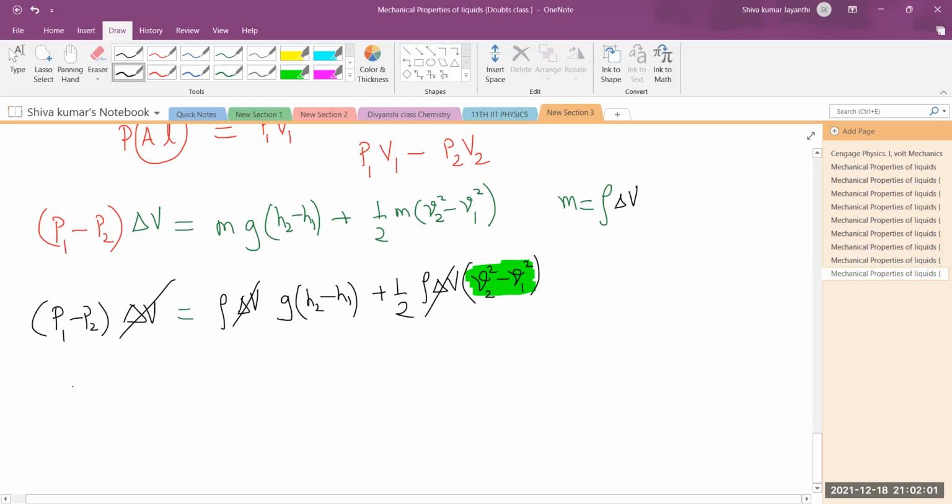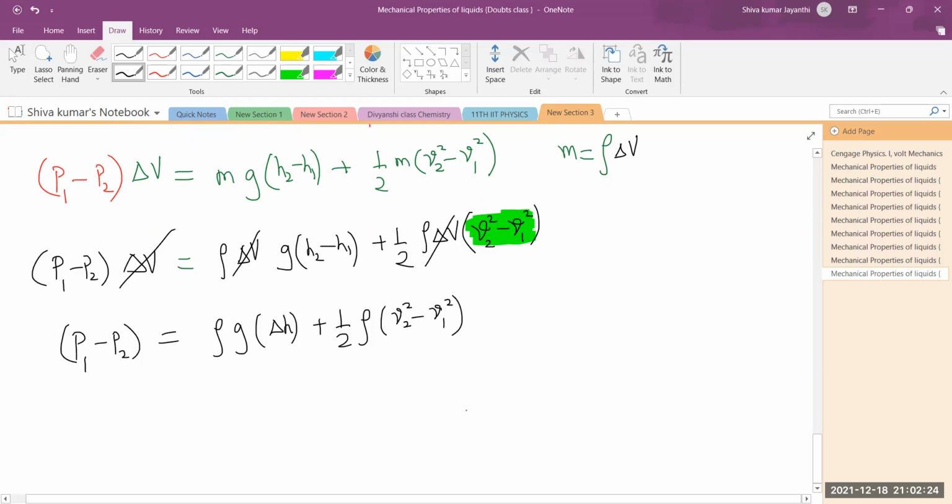So here P1 minus P2 equals rho g delta h plus half rho into V2 square minus V1 square. Right, delta V, no, sir. I have cancelled delta V. We can't write delta V square for V2 minus V1. No, it is V2 square minus V1 square. We can't write like that.